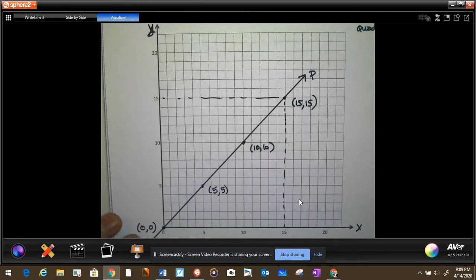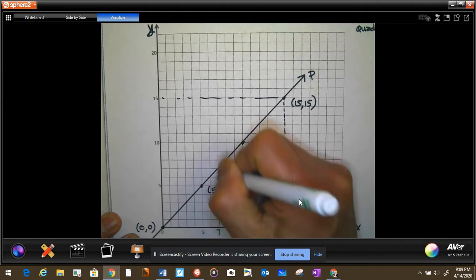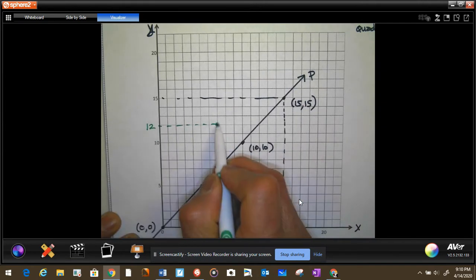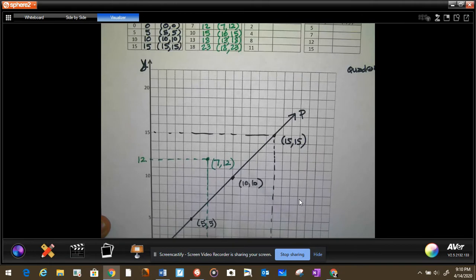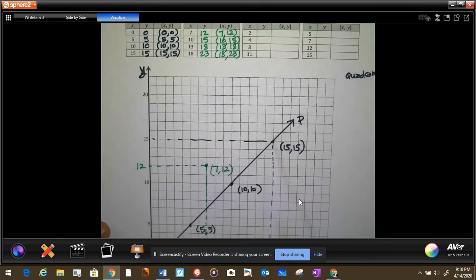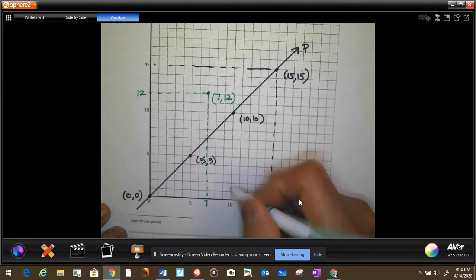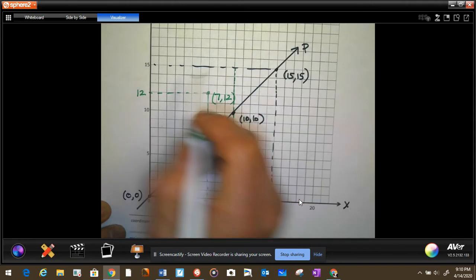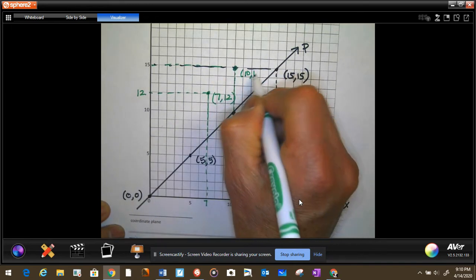We're going to start with 7, 12. So we're going to run to 7, which is 2 more after the 5, and we're going to jump to 12. 12 should be 2 more than 10, and that is the point 7, 12. Our next point is going to be 10 and 15. So x is 10, so we're going to run to 10 and jump to 15. Let me make the line so we're not making any mistakes. This helps a lot. So this is where the line is, right there, and the point is 10, 15.